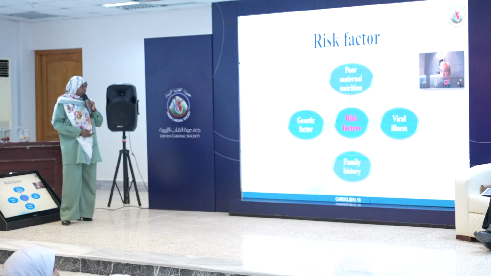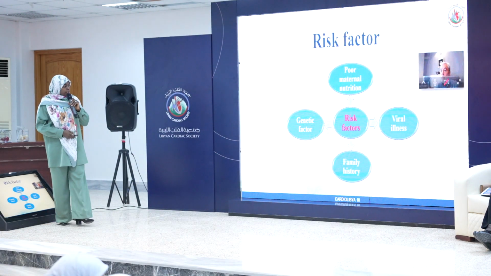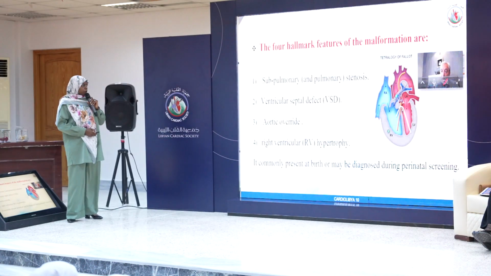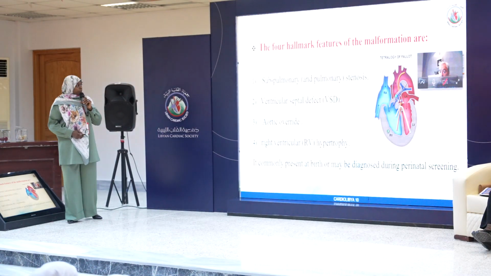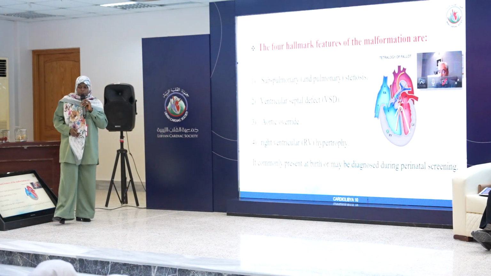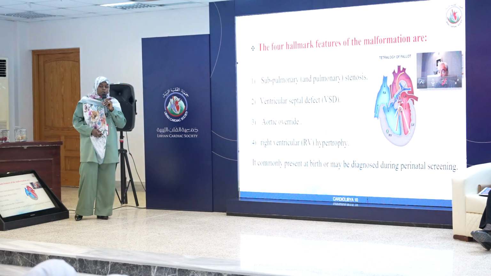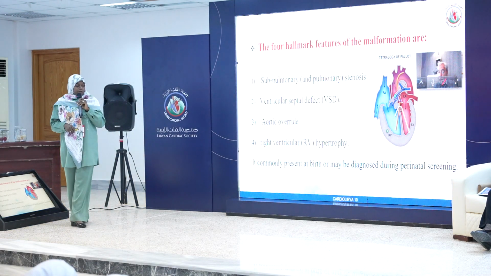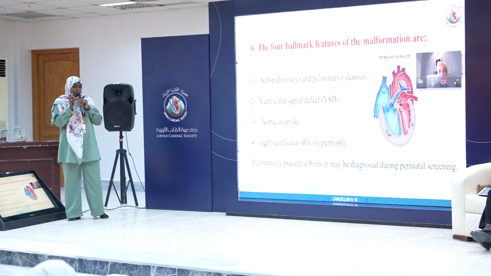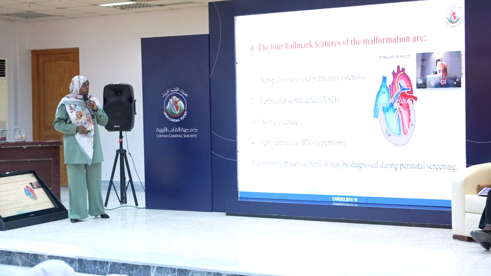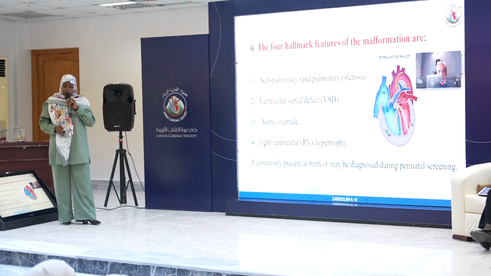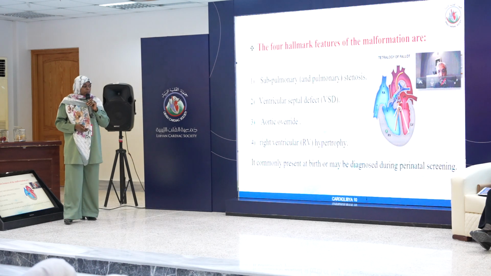So there are risk factors including poor maternal nutrition, viral illness, family history or genetic risk, as mentioned before. The four hallmark features of the malformation are, first, pulmonary stenosis. The pulmonary stenosis of the right ventricular outflow may occur at multiple levels: at the infundibular part, an abnormality in the valve, or the proximal part of the pulmonary artery.